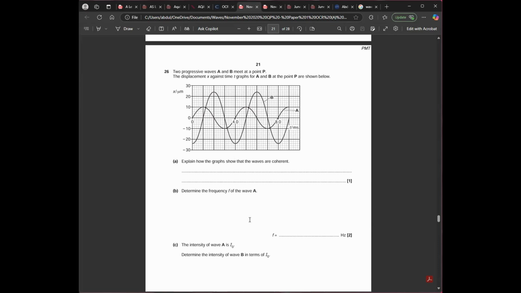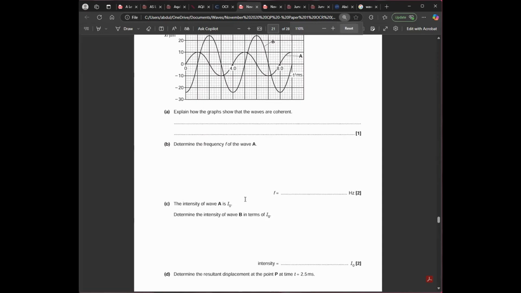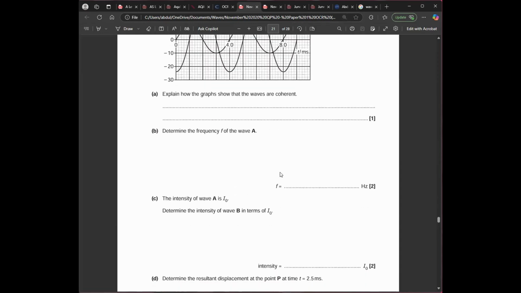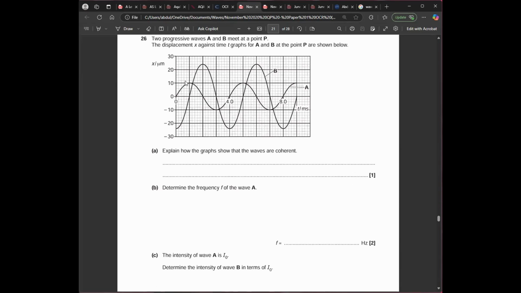So now they say determine the frequency f of the wave A. So this is a displacement versus time graph. As I told you guys, you can directly measure the period from a displacement versus time graph. So we can measure the period for wave A. So this one is wave A. So the period would be, if I start from here, I would need to reach the same point again. And this is 4 seconds. So the period is 4 seconds for this one.